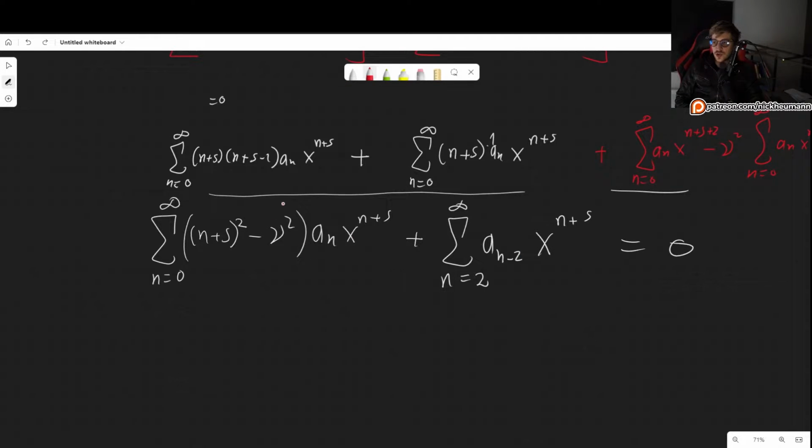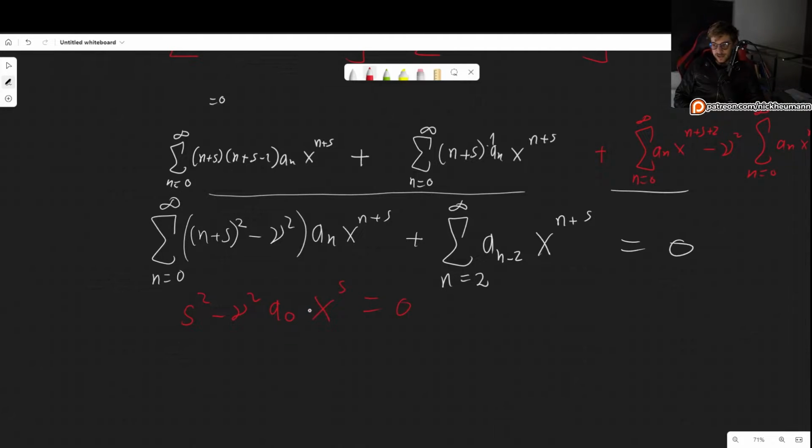Now let's begin writing out a few terms so that we understand what's going on. So let's begin looking at n equals 0. Of course at n equals 0, this hasn't really started yet. This begins at n equals 2. So at n equals 0, we have these terms. So we get 0 plus s squared. So we get s squared minus nu squared a_0 times x to the s.